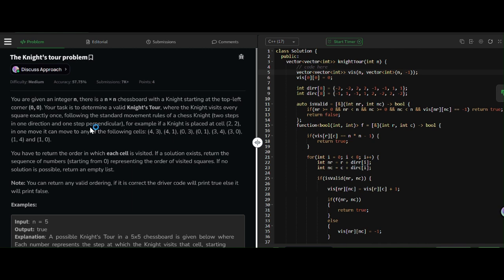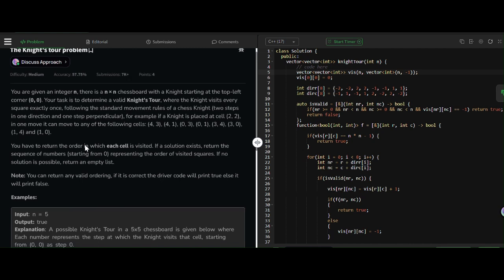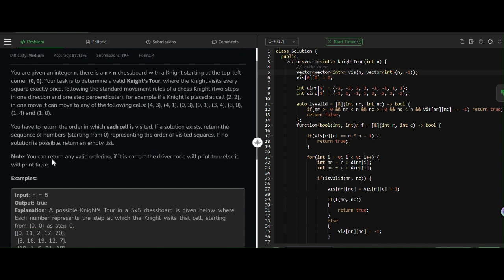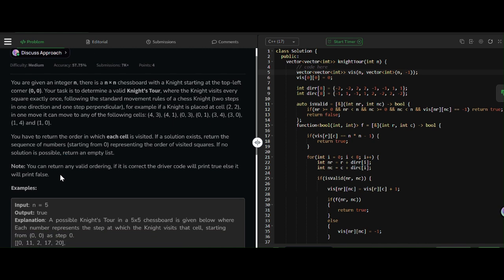Two steps in one direction and one step perpendicular. For example, if a knight is placed at cell 2, in one move, it can move to any of the following cells. So you know the chess game, right? In chess, the knight is like the Ghoda in Hindi, right? That particular piece has movement which is two steps in one direction and then one step in the perpendicular direction. So you have to return the order in which each cell is visited. If a solution exists, return the sequence of numbers starting from zero, representing the order of visited squares. If no solution is possible, return an empty board.